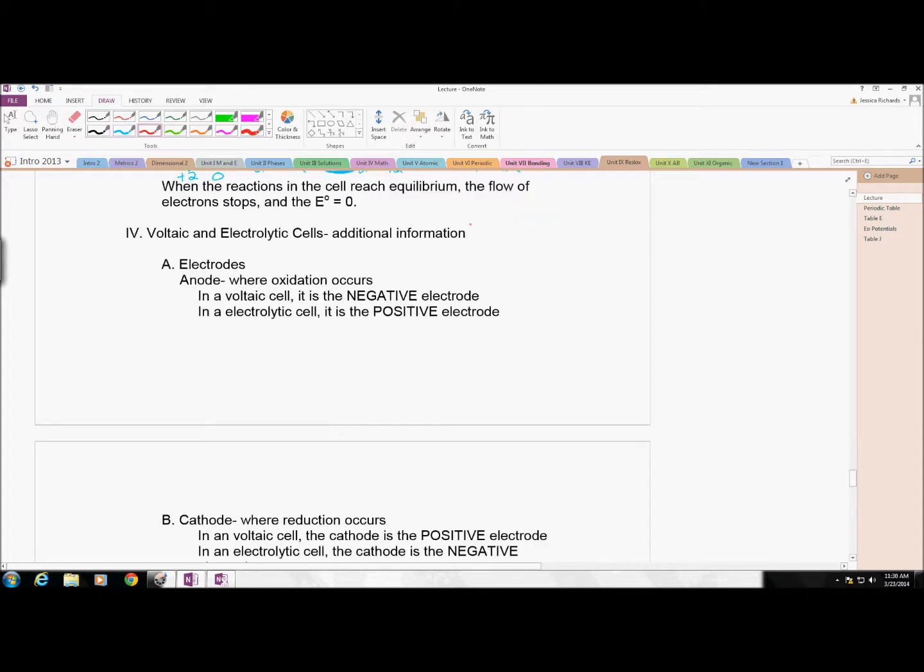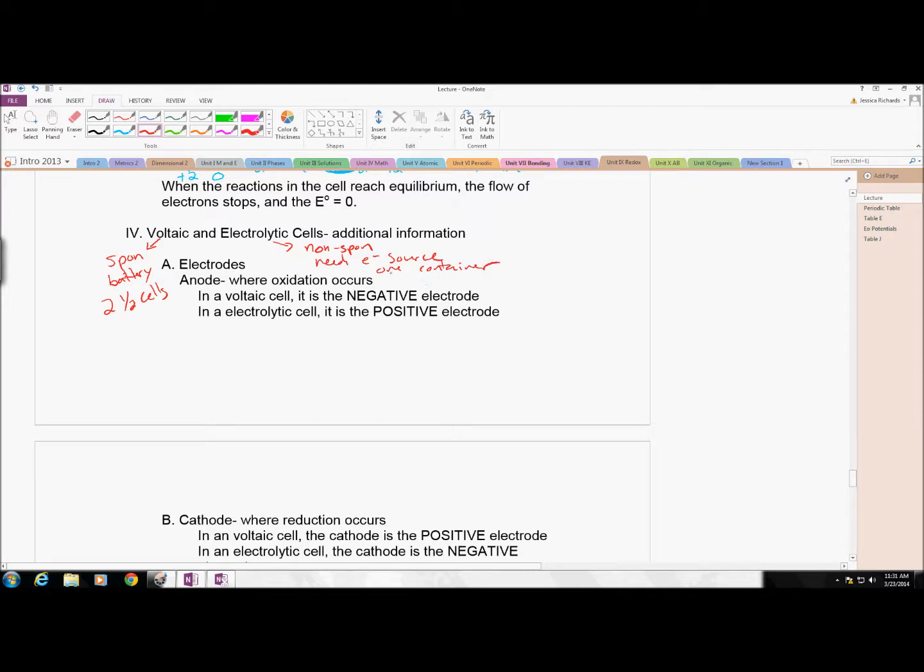We're going to summarize some information about voltaic versus electrolytic cells. Remember that voltaic cells are the spontaneous ones. They are batteries. And you're always going to have 2 half cells. The electrolytic cells are non-spontaneous. They are going to need an electron source. And you are going to see only one container.